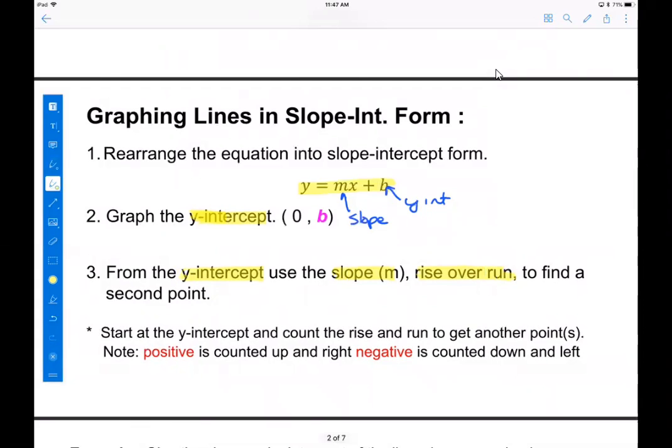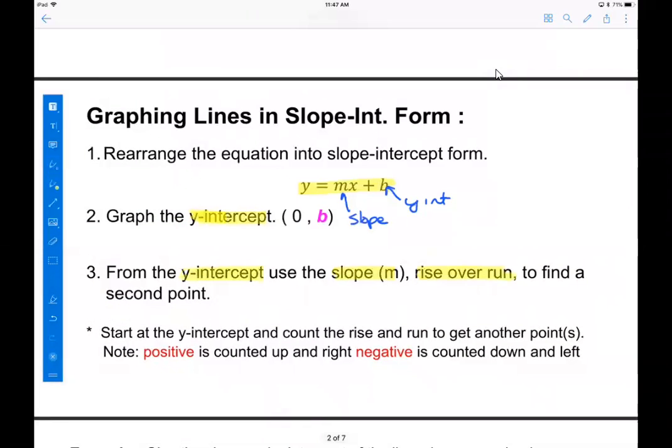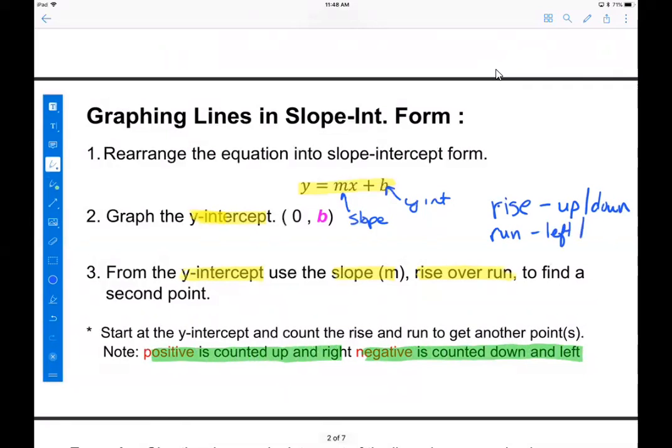A couple of things here at the bottom to remember: positive is counted up and right, and negative is counted down and left. Rise is either up or down. Run is either left or right.